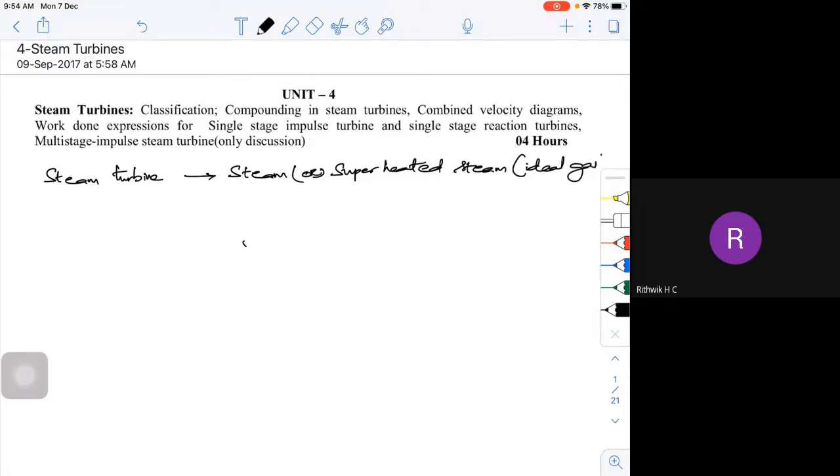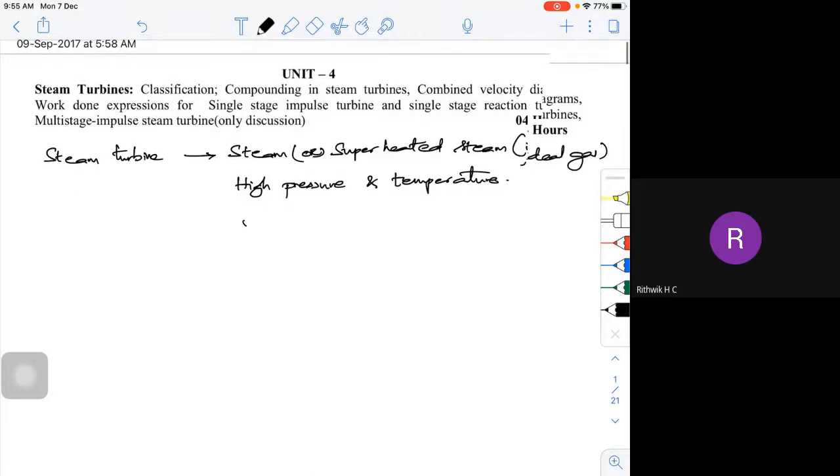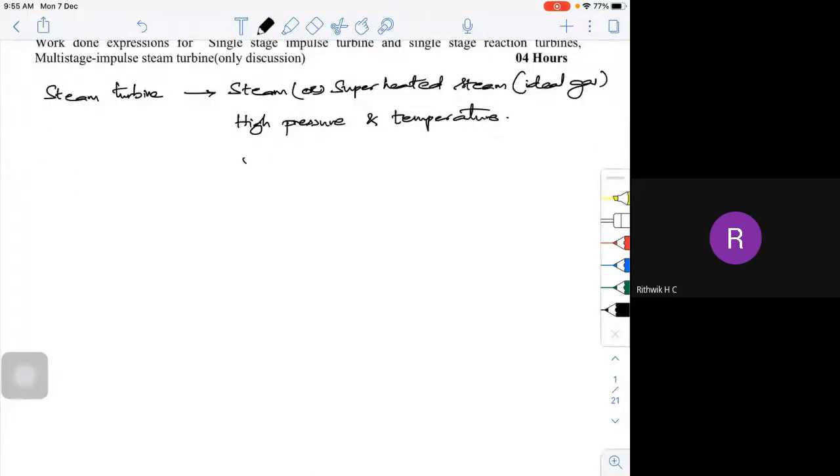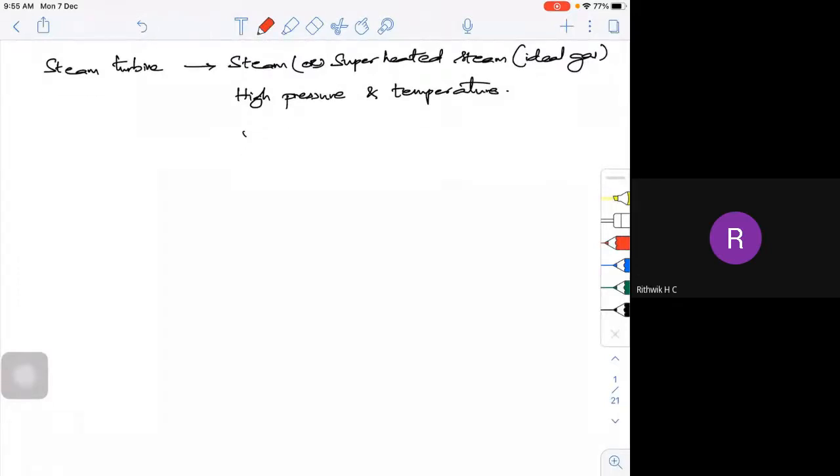If you look at the properties of this superheated steam, they almost follow all your ideal gas laws. So when I speak of a superheated steam, what comes to our mind is that it's operating at a high pressure and a very high temperature. These two things are very important. Now, let's draw the enthalpy entropy diagram and try to understand what exactly the steam turbine is, how it works, all those things.